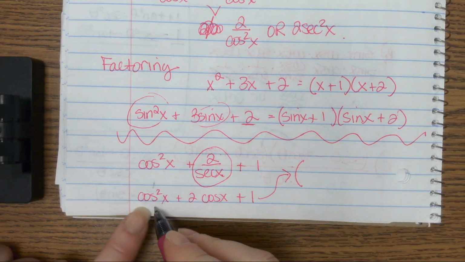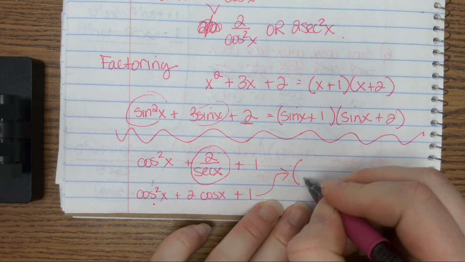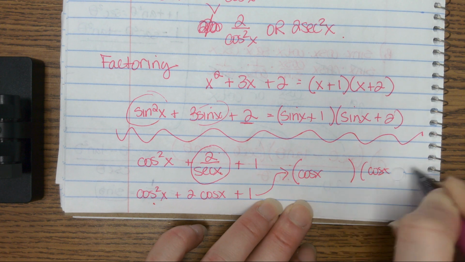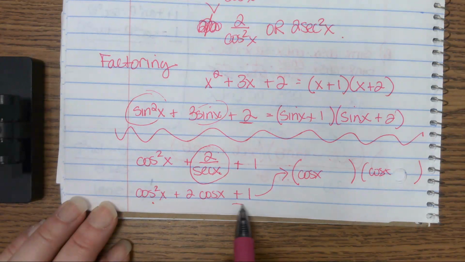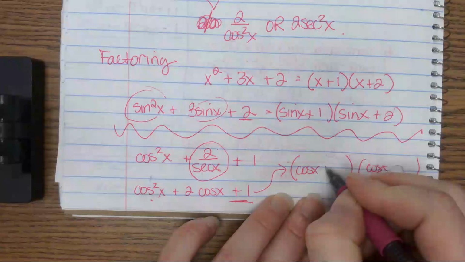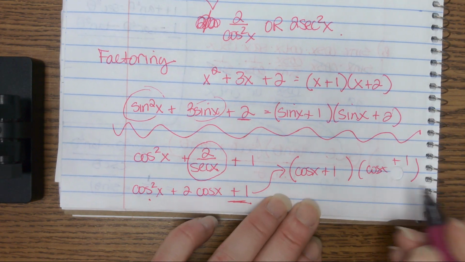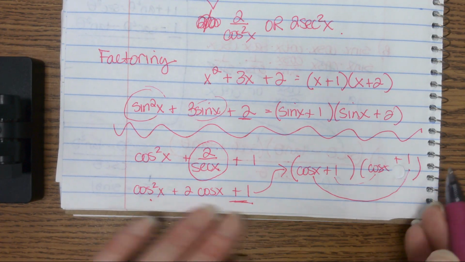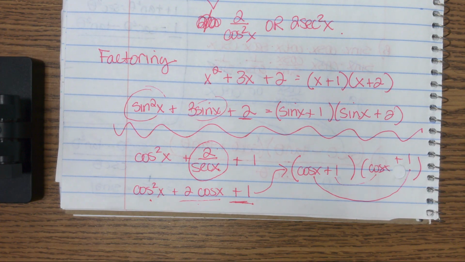The first terms are cosine, so we'd have cosine of x and cosine of x. And we have to have a 1 and a 1, and 1 times 1 is 1, but when you put that together, let's do our outers and inners, we get a cosine x plus a 1 cosine x, that adds up to 2 cosine x. So the last part of what you're going to do today is some factoring with trig functions.